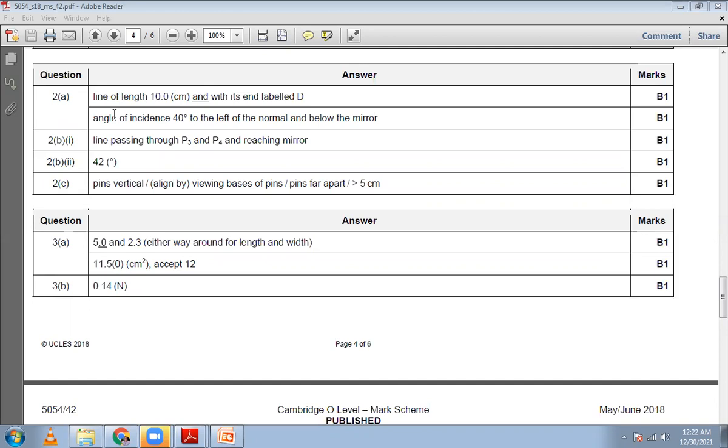So, pins vertical. The precautions are the pins should be vertical to the horizontal table, and align by viewing the bases of the pins. You should align the bases of the pins, not the heads of the pins. Pins should be far apart. P1 and P2 should be more than 5 centimeters apart, and pin 3 and pin 4 should also be more than 5 centimeters apart. So these are the precautions, and we are done with the question.